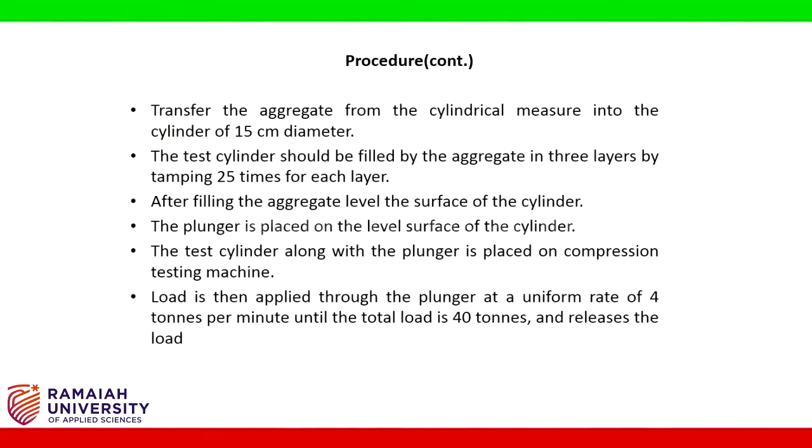Transfer the aggregate from the cylindrical measure into the cylinder of 15 cm diameter. The test cylinder should be filled with the aggregate in 3 layers, tamping 25 times for each layer. After filling the aggregate, level the surface of the cylinder, and the plunger is placed on the level surface of the cylinder. The test cylinder along with the plunger is placed on the compression testing machine. Load is then applied through the plunger at a uniform rate of 4 tons per minute until the total load is 40 tons, and then release the load.